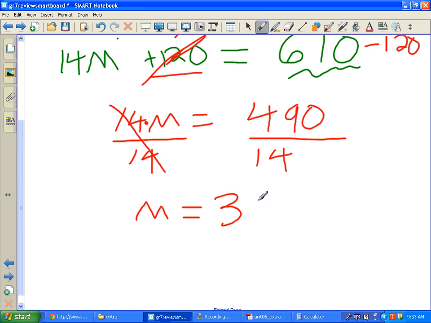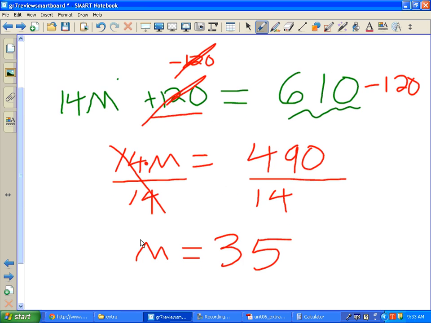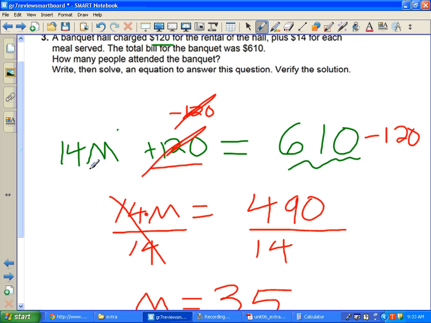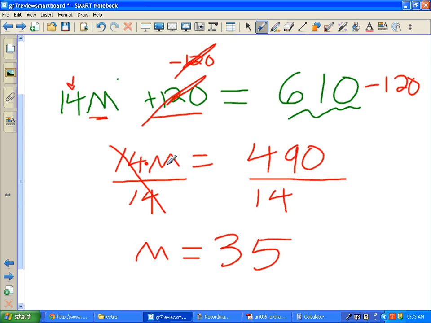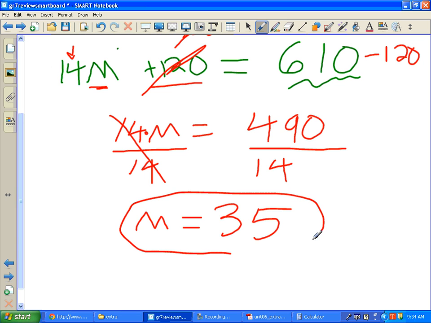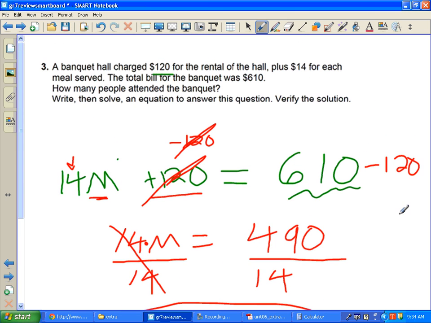So 35 is m. So remember, m stood for the number of meals, and each meal was $14, remember? So we served a total of 35 meals at the banquet. So we must have had 35 people there, more than likely.